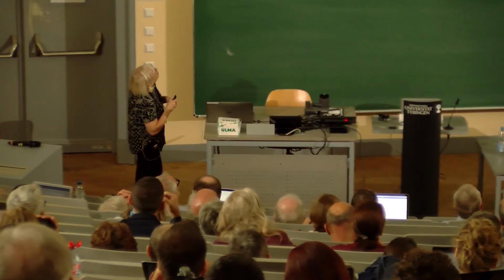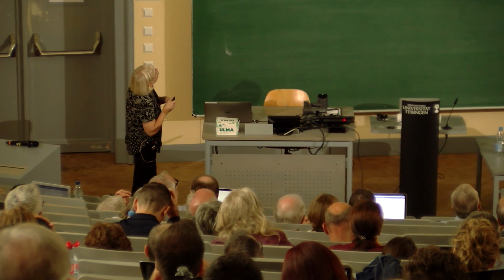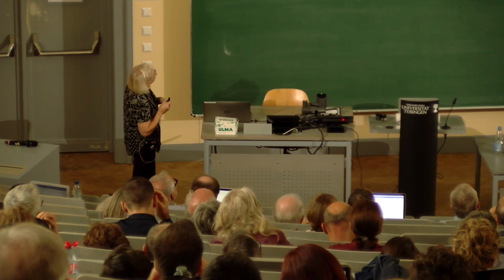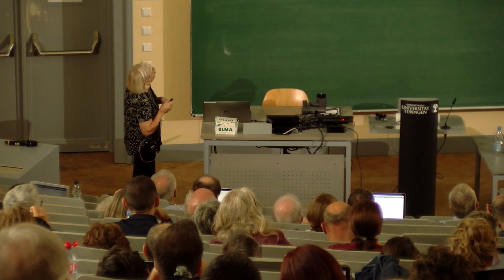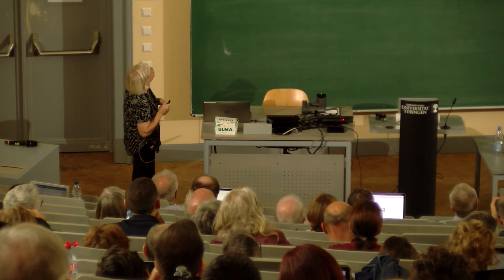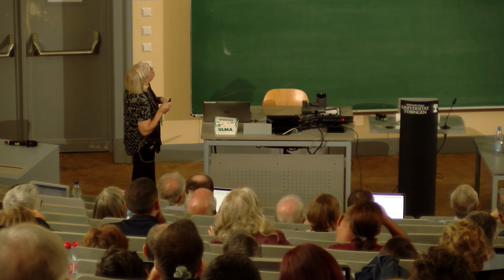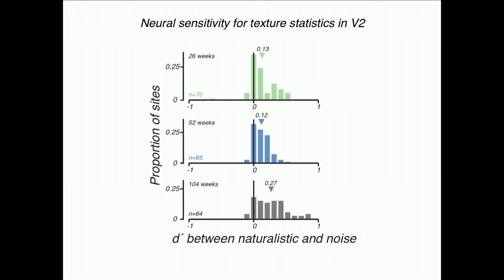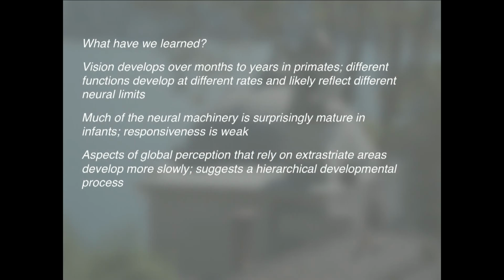And you can see that there are neurons, even at the youngest age, the 6-month-olds, that will perform the discrimination reasonably well. And at 1 year, there's not much difference between the 6-month-old and the 1-year-old. However, compared to the adult, their responses are much weaker. The discrimination is much weaker.